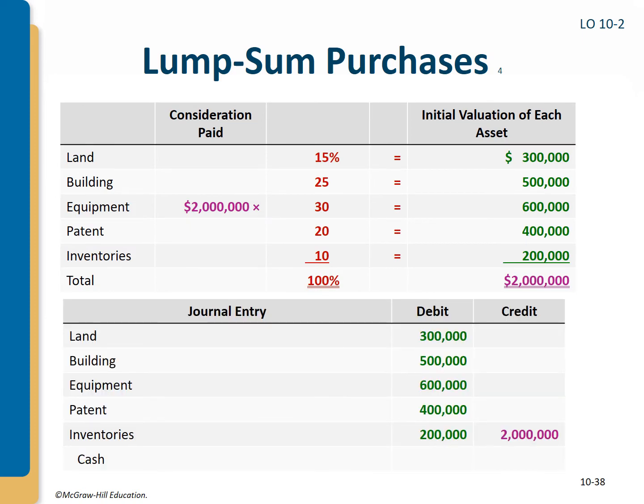Here would be your journal entry. You're going to credit cash, and that should be on the next line down, 2 million. And then you'll debit each asset for the value you just allocated to it based on the fair value of each one individually. Land, 300,000. Building, 500,000. The equipment, 600,000. Patent, 400,000. And inventories, 200,000. So we have to do this kind of analysis and allocation anytime we purchase more than one asset for one price, especially if they have different characteristics.